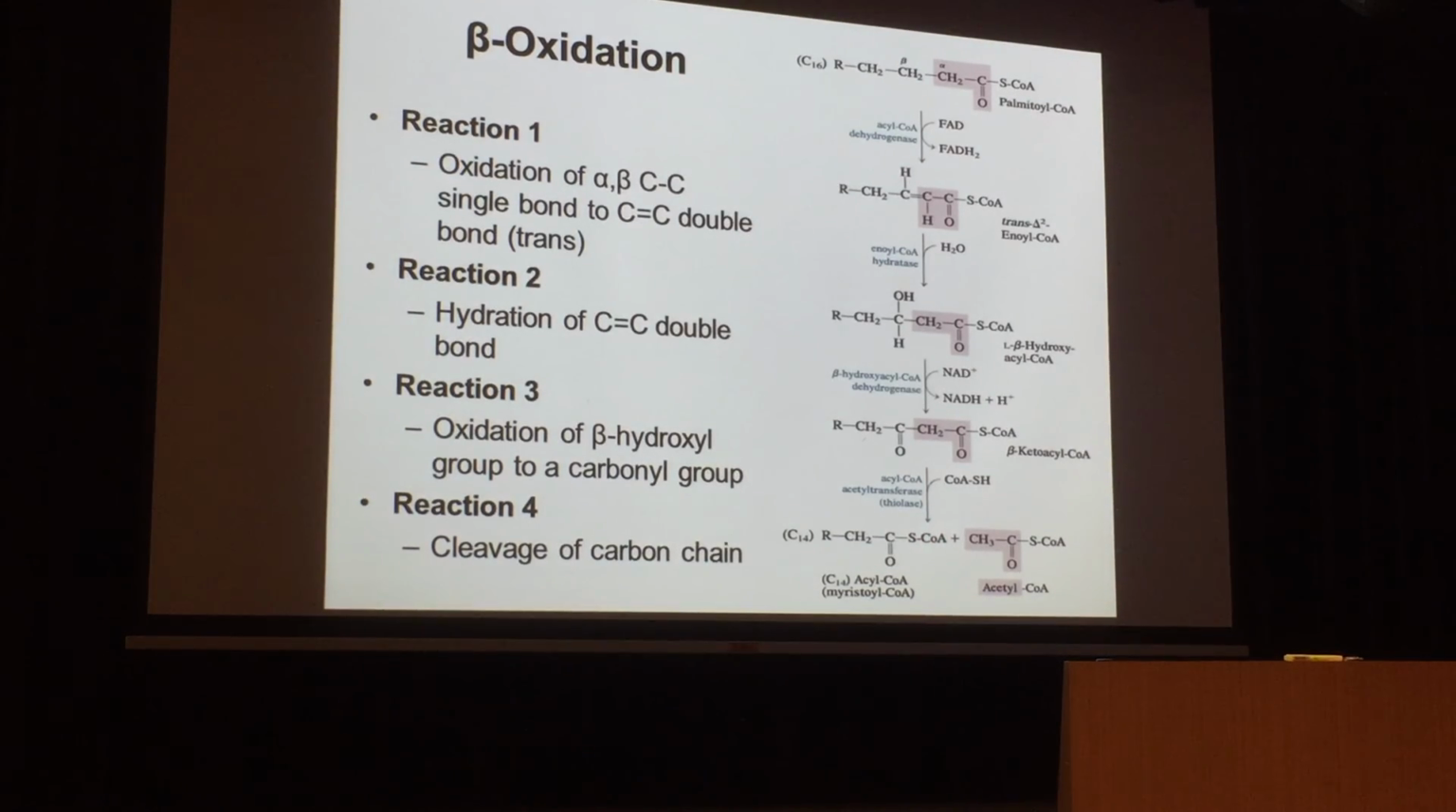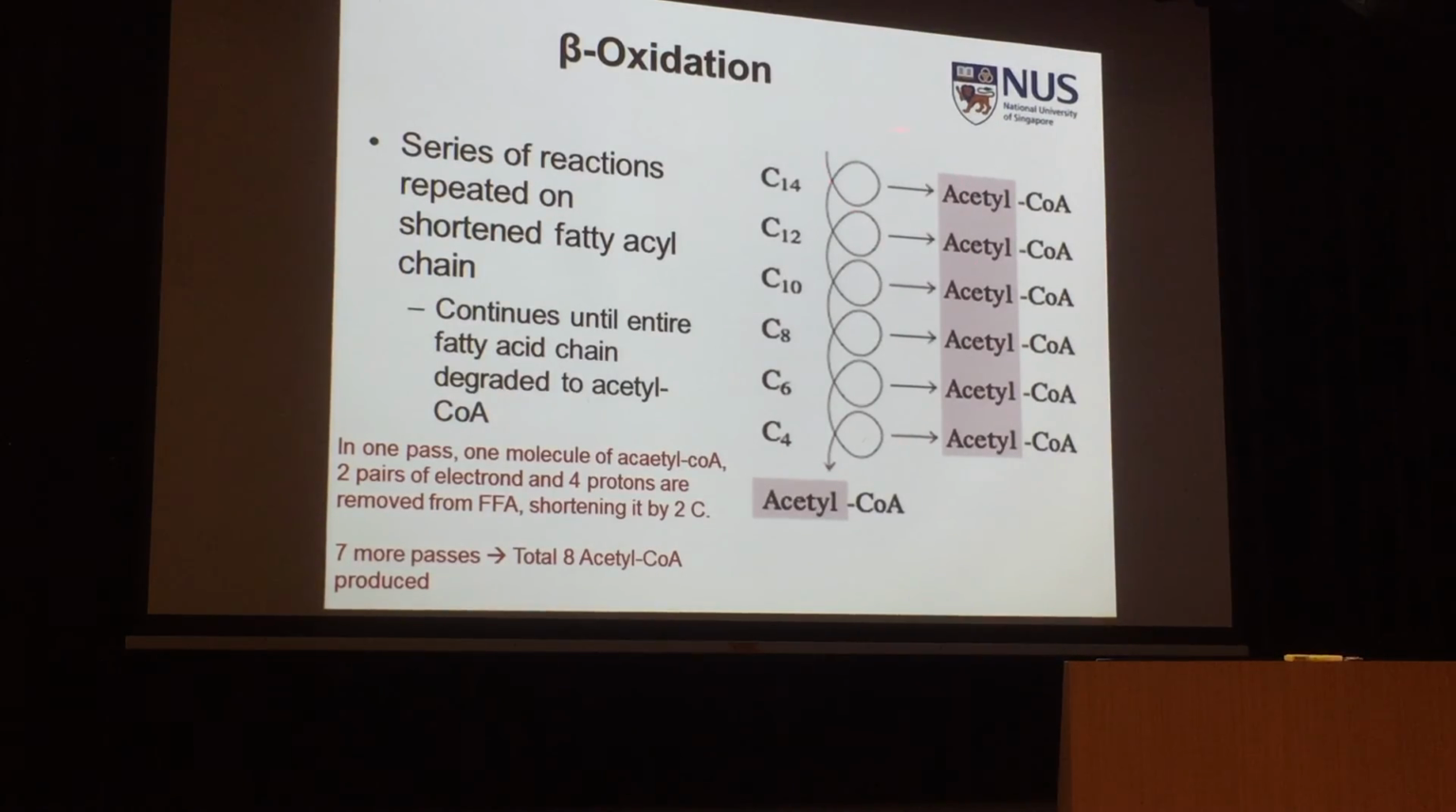So then we have to complete this whole process. We indicate it by a spiral. We always do it like a spiral here. Okay, 1 pass. So just now, in 1 pass, we have 1 molecule of acetyl-CoA.